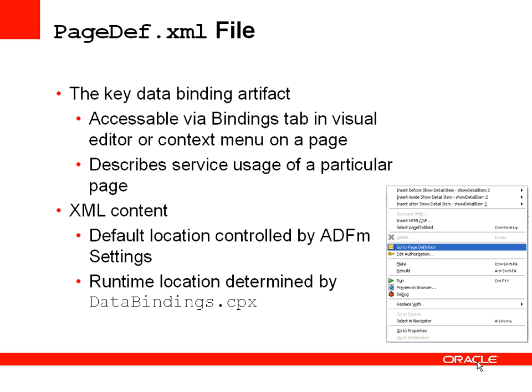If you want to change the location of the pagedef.xml, you can do this by going to the project properties for your view controller project and selecting ADF settings, and you select the package in which you store your pagedef.xml file. And you'll also notice in your view controller project a file called databindings.cpx. The databindings.cpx file references all the pages and all the page def files within that project. So it's actually holding a mapping between which page and which pagedef.xml file backs that page.